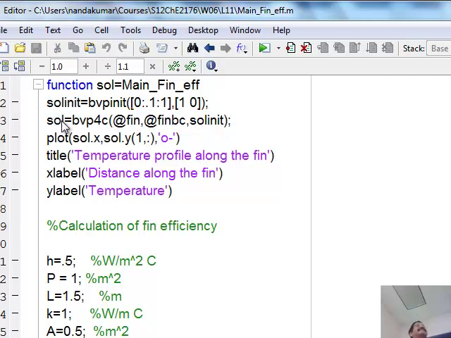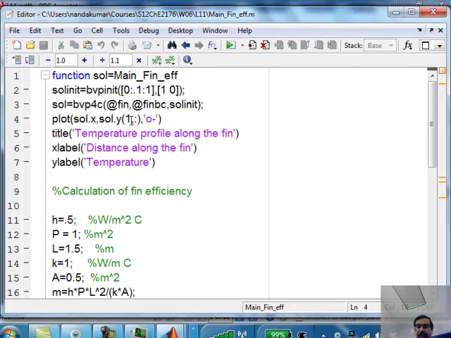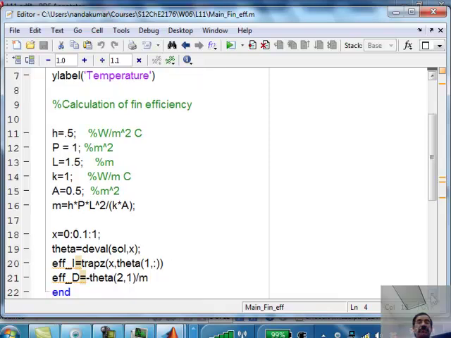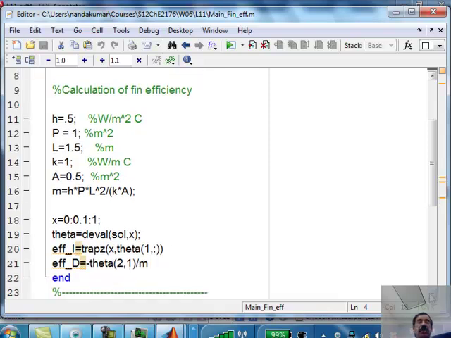Remember, sol is the structure, and sol.x will contain the independent variable. Sol.y1 will contain the temperature. Sol.y2 will contain what? You remember? If I make that 2, it's going to contain the derivative of that function, theta. Derivative of the theta. And then I'm plotting it, and I'm calculating M, which is given in terms of hPL squared over kA, the grouping.